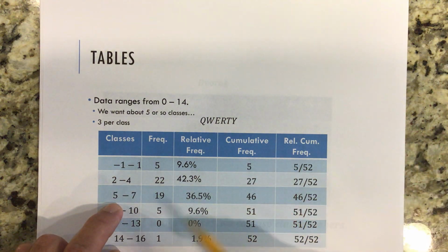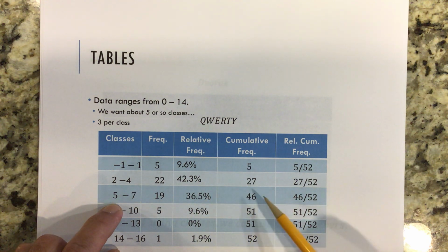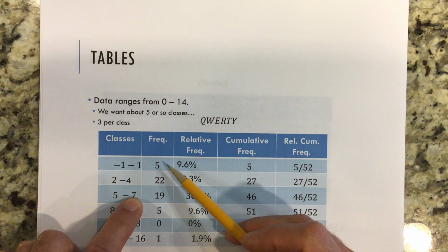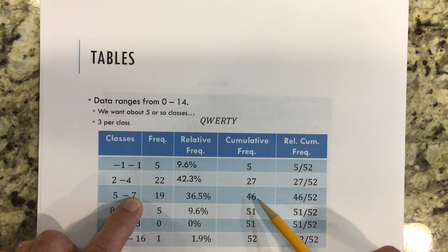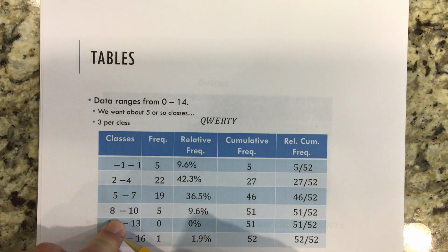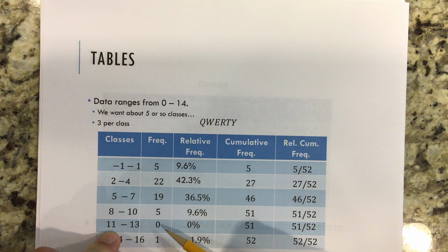Okay, and as I continue, word scores of 5, 6, or 7, there were 19 of those. There's the percentage. Cumulative frequency, well, 46 of the words scored 7 or below, right? 19 here, 22 there, 5 there. 46 of the words scored 7 or below. Relative cumulative, 46 out of 52. Okay, words that scored 8 to 10, so 8, 9, or 10. There were 5 there. Again, percentage. I'm now cumulatively up to 51 out of my 52, right? I'm almost there. None scored 11, 12, or 13, and there's my last one, scored 14.